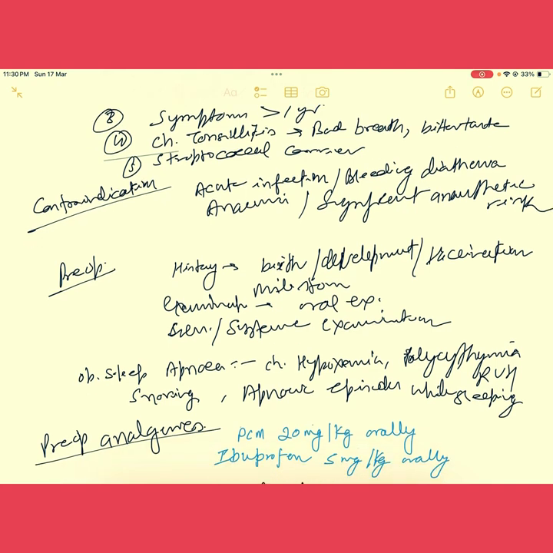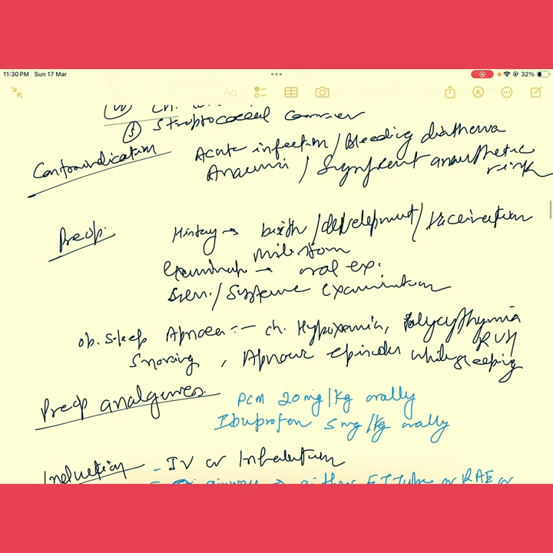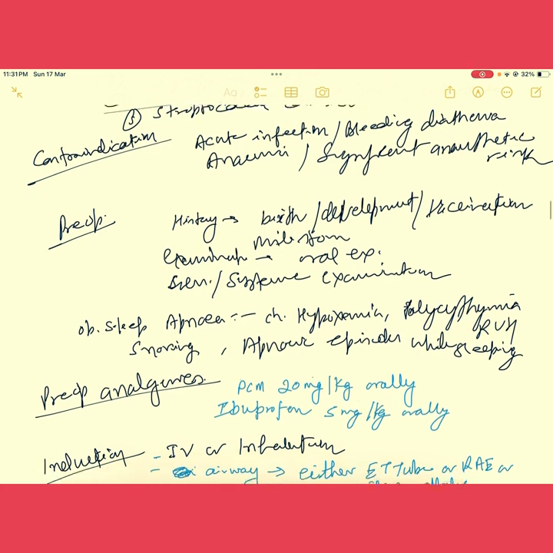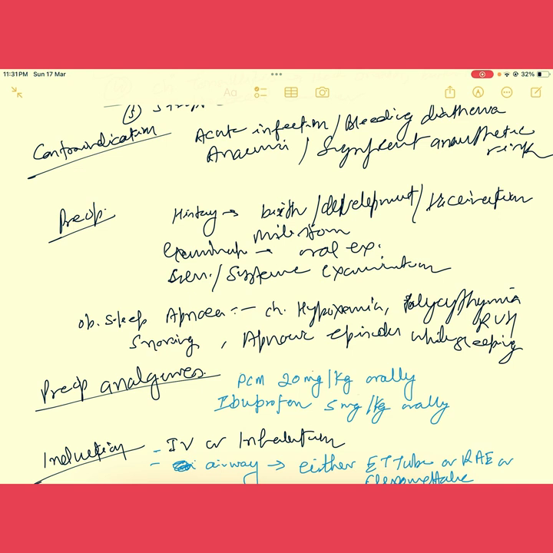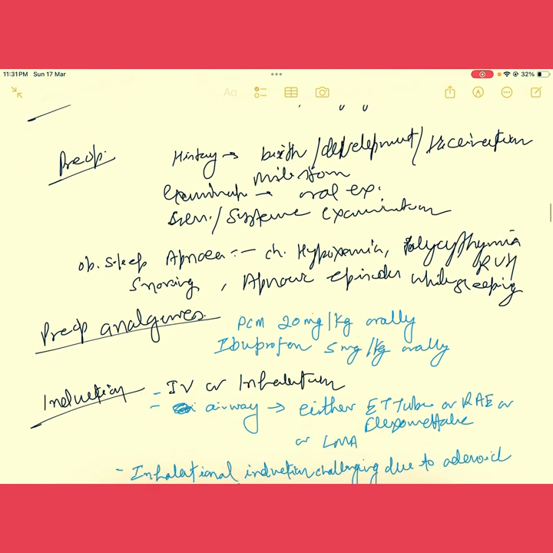In the preoperative checkup, we focus on history related to birth, developmental milestones, and vaccinations. We will examine the oral airway. We'll focus on airway difficulty, and general and systemic examination, especially obstructive sleep apnea features suggestive of chronic hypoxemia, polycythemia, features suggestive of snoring, apneic episodes, and ECG changes that may be related to right ventricular hypertrophy.